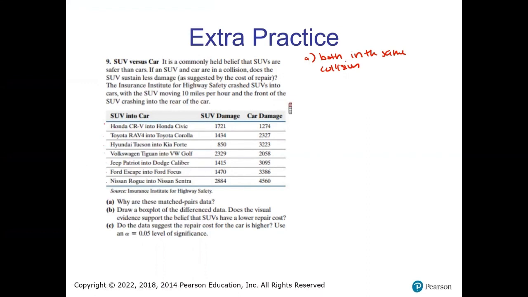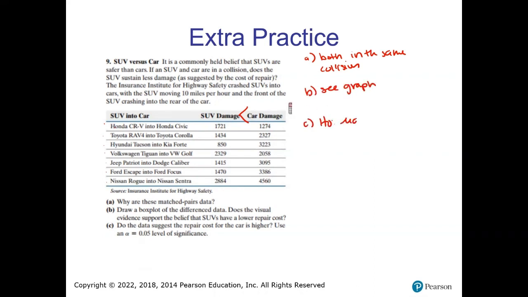All right, because it's saying, do the data suggest they want us to run the hypothesis test. So draw the box plot, and we go on, and as the data then suggest, the repair cost for the car is higher. All of these parts get done together. We want to know if car is higher than SUV. Right there, that is my hypothesis. So B, you'll see graph.